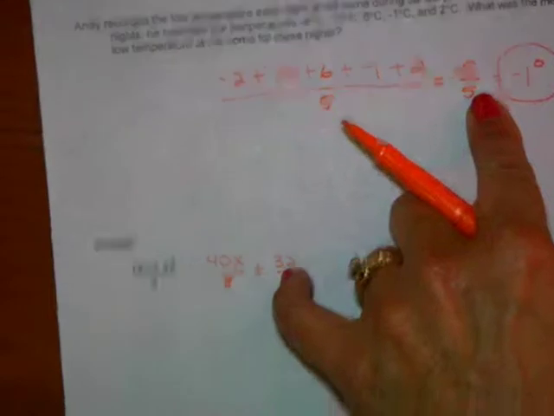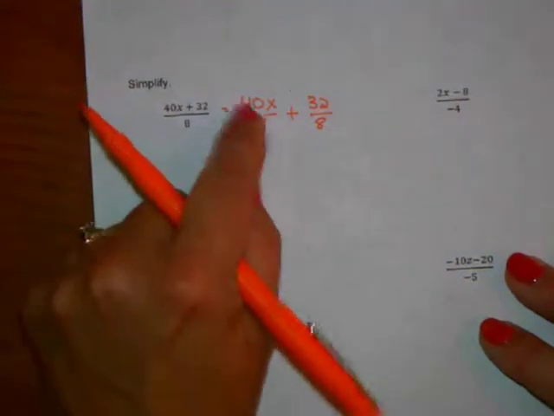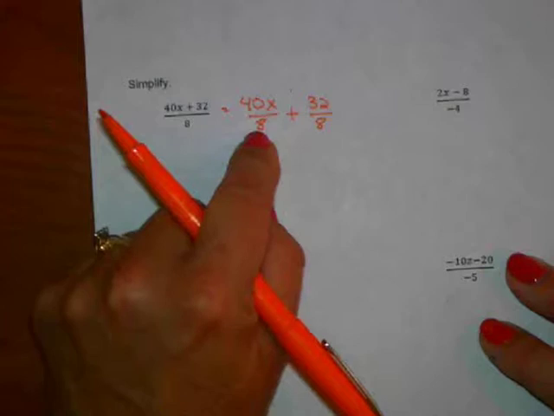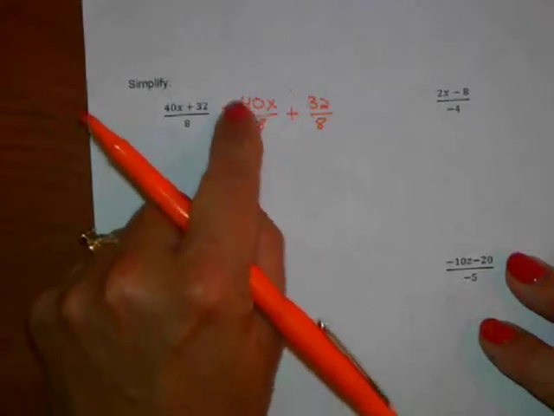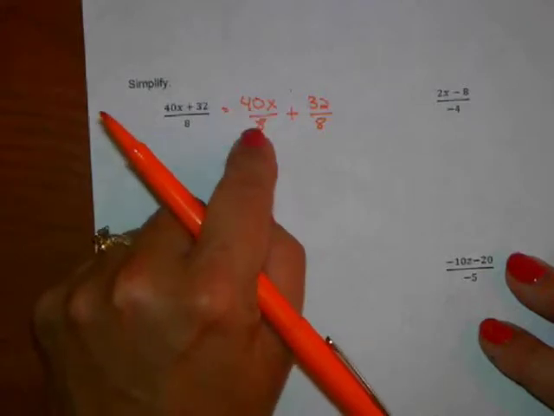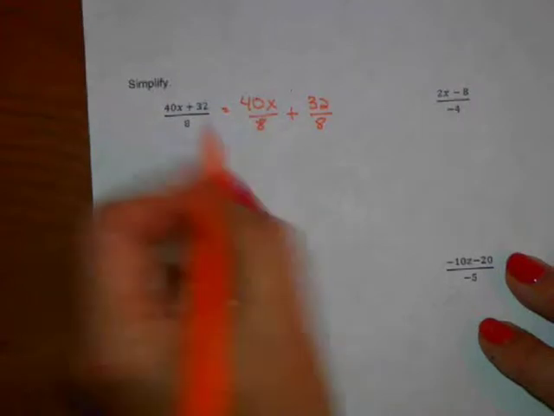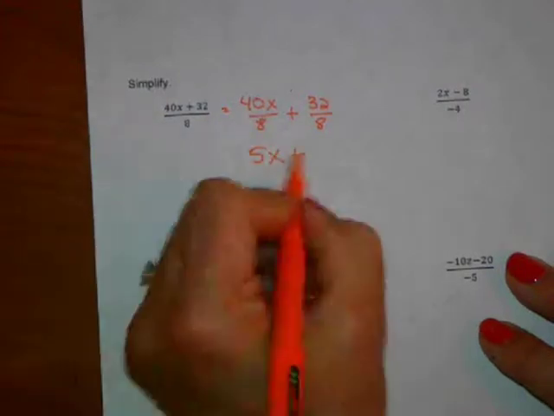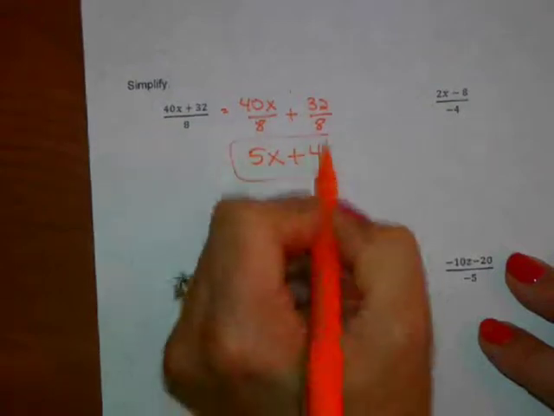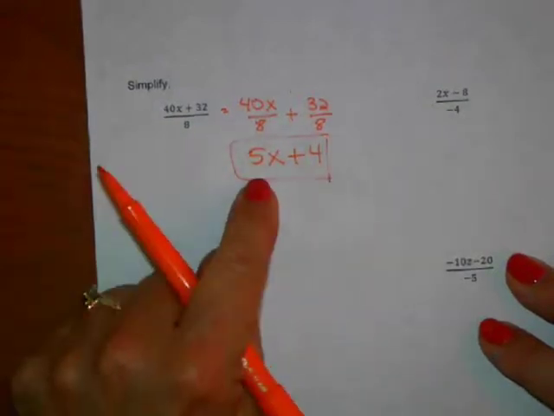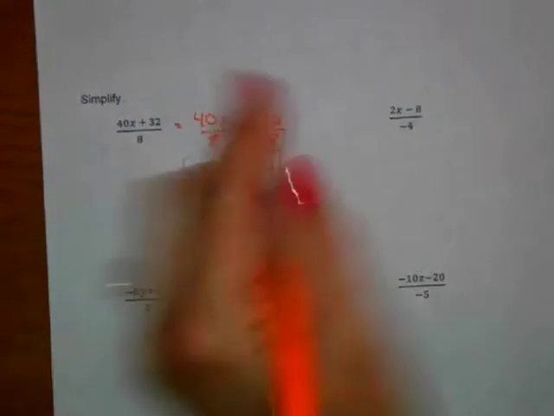We'll look at that in a second. Let me keep going here. Okay, 40 divided by 8 is what? 5. Always check to see if this is divisible by itself, and then you just write 5x plus 32 divided by 8 is 4. You have simplified that to this.